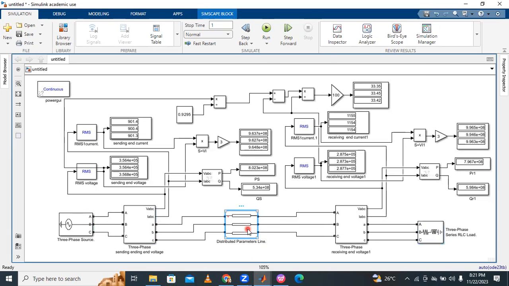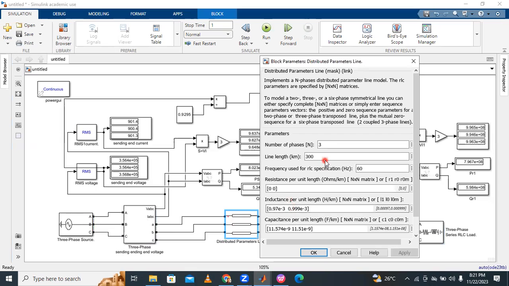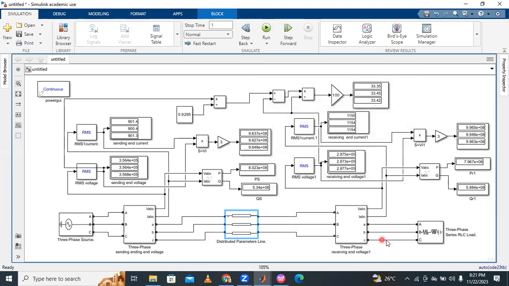The length of the transmission line is 300 kilometers. The number of phases is 3, the operating frequency is 60 Hz, and the line is lossless, so the resistance is 0, 0. The inductance per unit length is 0.97 millihenry, and the capacitance per unit length is 11.574 farads per kilometer. This is how our transmission line is designed.